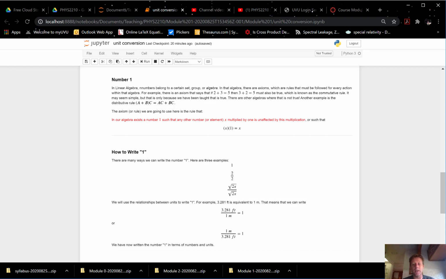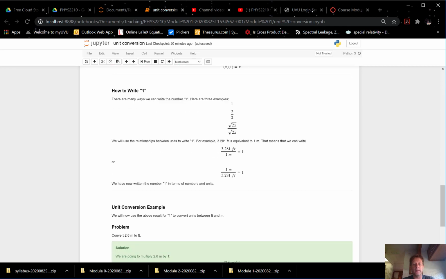Now there are many different ways we can write 1. That's the beauty of 1. You can just write it as 1, but you can also write it as 2 over 2. That's the example I gave here, or the square root of 2x over the square root of 2x. Those are all equal to 1. That also means if we take numbers and we know, for example, that 1 meter is 3.281 feet, and we divide by 1 meter on both sides, we have 1 meter divided by 1 meter, which is 1. So 3.281 feet divided by 1 meter is equal to the number 1. And that's really important. We can also go the other way around to get 1 meter over 3.281 feet. That's also the number 1.